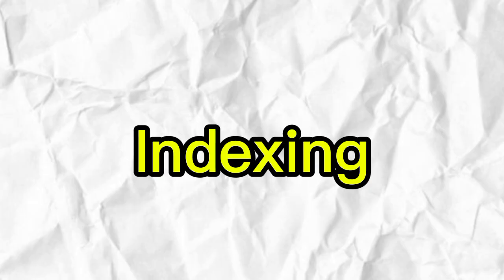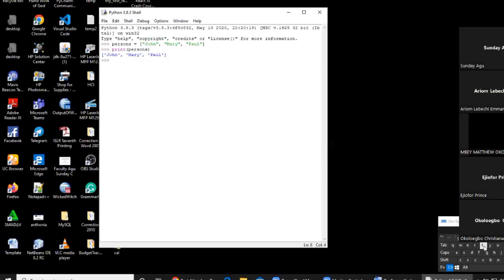The next thing now is indexing. When we say indexing, what do we mean? Indexing means that each of the elements of the list has a subscript, a number we can use to access it. That's why we say that a list is ordered. We access elements of the list based on the order. So for instance, I want to access the first element of the list, which is John. Then the index value of John is 0. Mary is 1. Paul is 2.